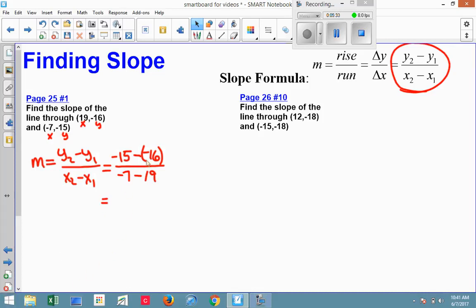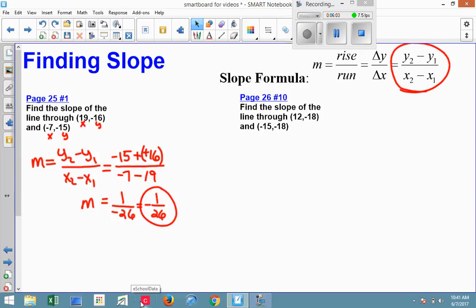I know subtracting a negative is the same thing as adding a positive. So I have positive 16 plus a negative 15, which is a positive 1. And I have negative 7 minus 19, which gives me negative 26. So I can just simplify that as I can put the negative out front, negative 1/26. So the slope of this line is negative 1/26.